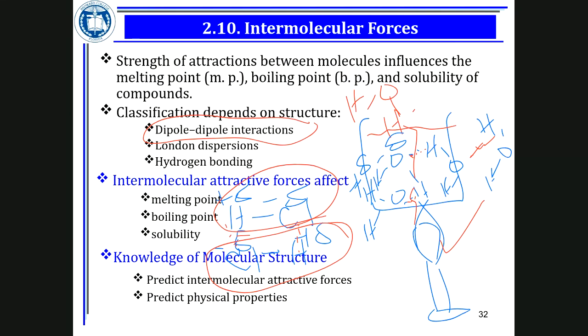Now, there were a couple of questions. One is, is HCl hydrogen bonding? The answer is no. Why not? Because HCl is not HF, HO, or HN. Only these three can form hydrogen bonding. So if it's not one of these, it's not hydrogen bonding.